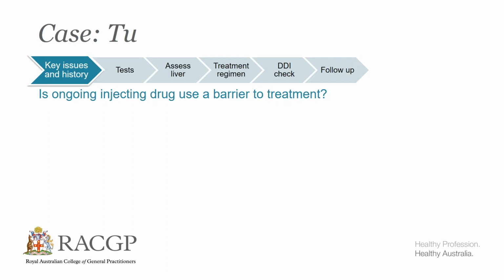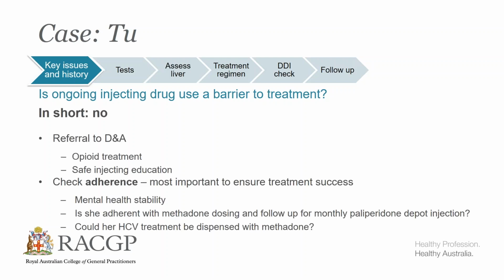Sometimes people that are still actively injecting can have very chaotic lifestyles, and you'd be concerned about compliance issues. But otherwise, it is not a contraindication. So we should be offering treatment to all people with chronic hepatitis C. We need to reduce its incidence in the community, and her comorbidities are actually not so uncommon.